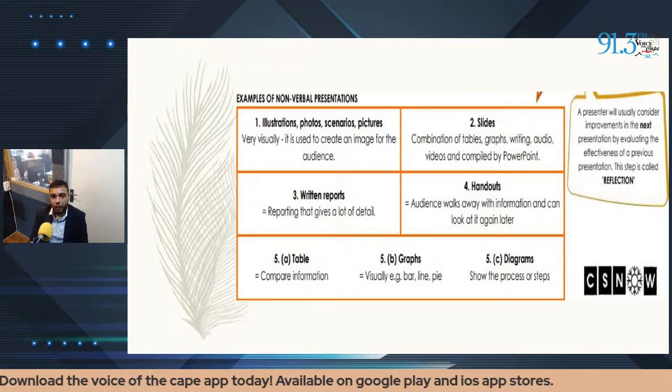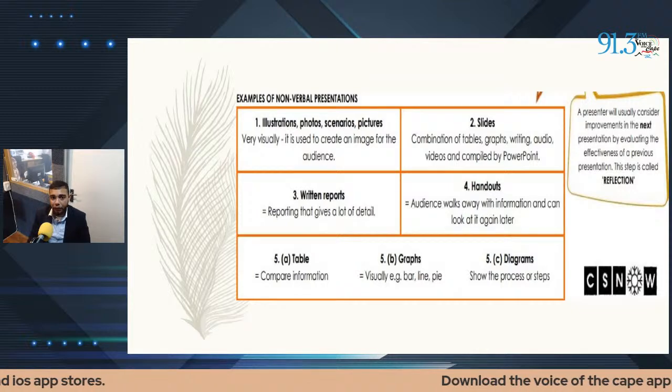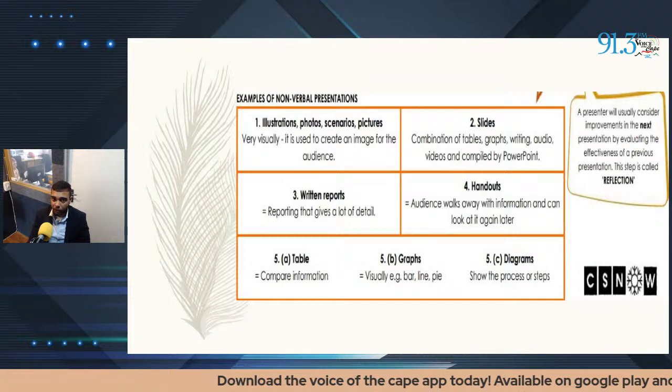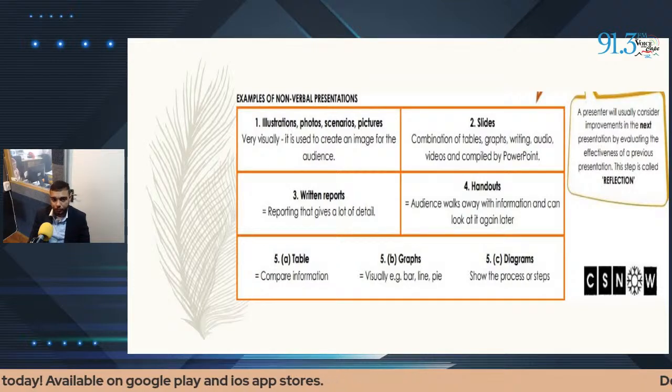Examples of non-verbal presentation are illustrations, photos, scenarios, or pictures. So very visually, it is used to create an image for the audience. Two, slides, a combination of tables, graphs, writing, audio, and videos, compiled by PowerPoint.